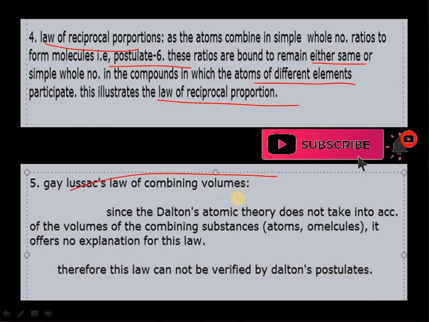And the last law is Gay-Lussac's law of combining volumes. Since Dalton's atomic theory does not take into account the volume of the combining substances, he considered the atoms or molecules by mass. So he offers no explanation for this law. Therefore, this law cannot be verified by Dalton.